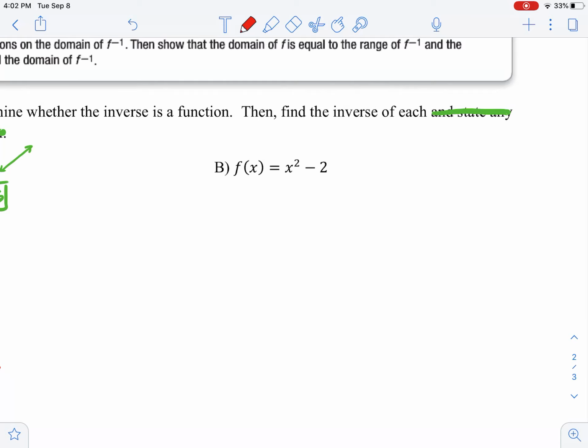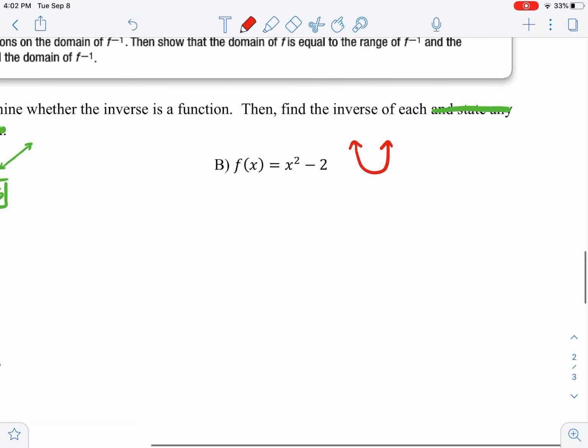All right, this one, first off, I want to know, is the inverse a function? So first off, think of what this looks like. It's an upward facing parabola. So does it pass the horizontal line test? No. The inverse is not a function. That doesn't mean I can't find the inverse. We're still going to find it.